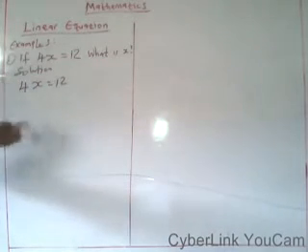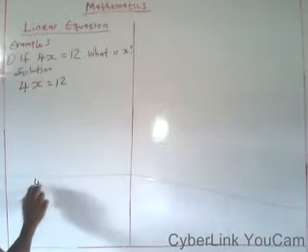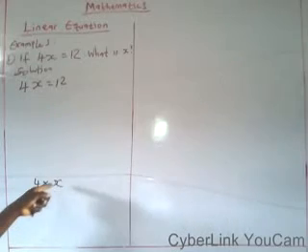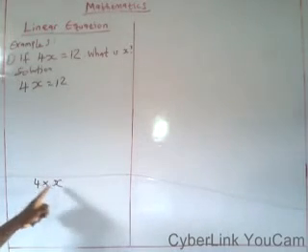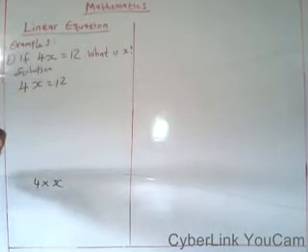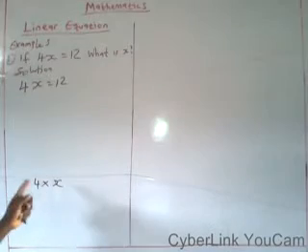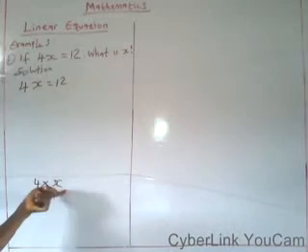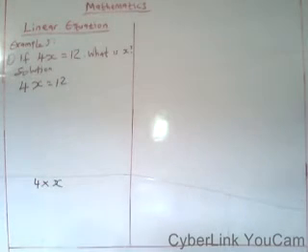4x simply means 4 multiplied by x. If 4x means 4 multiplied by x, that means what is that number that when you multiply it by 4, you are going to arrive at 12? That is exactly what you are looking for.